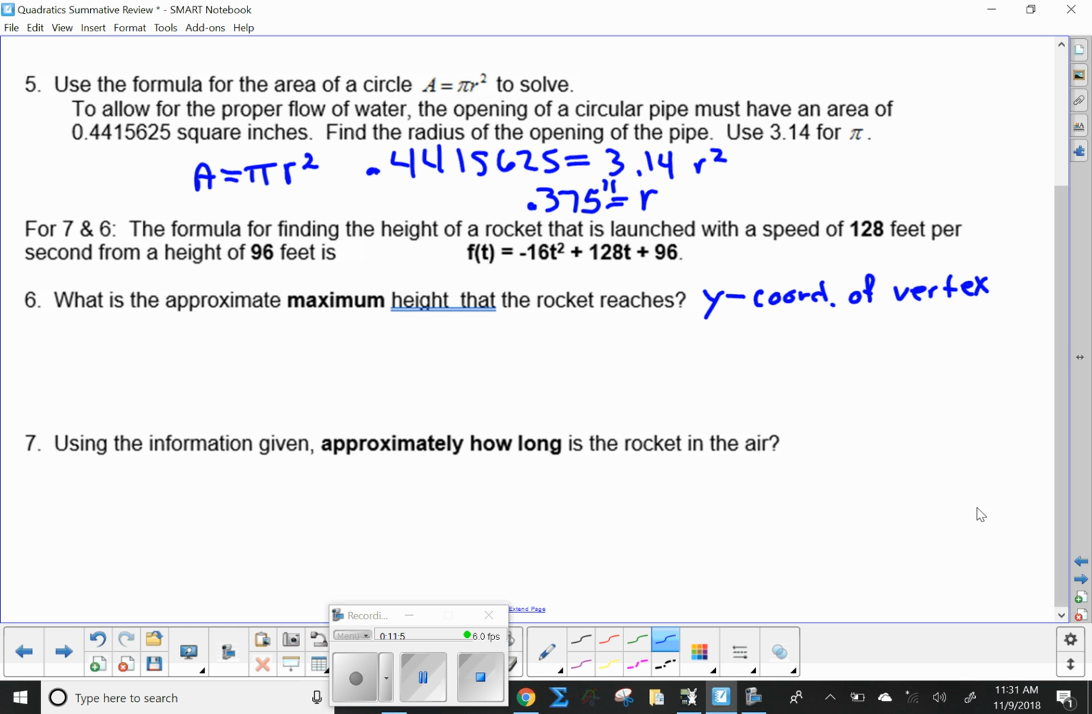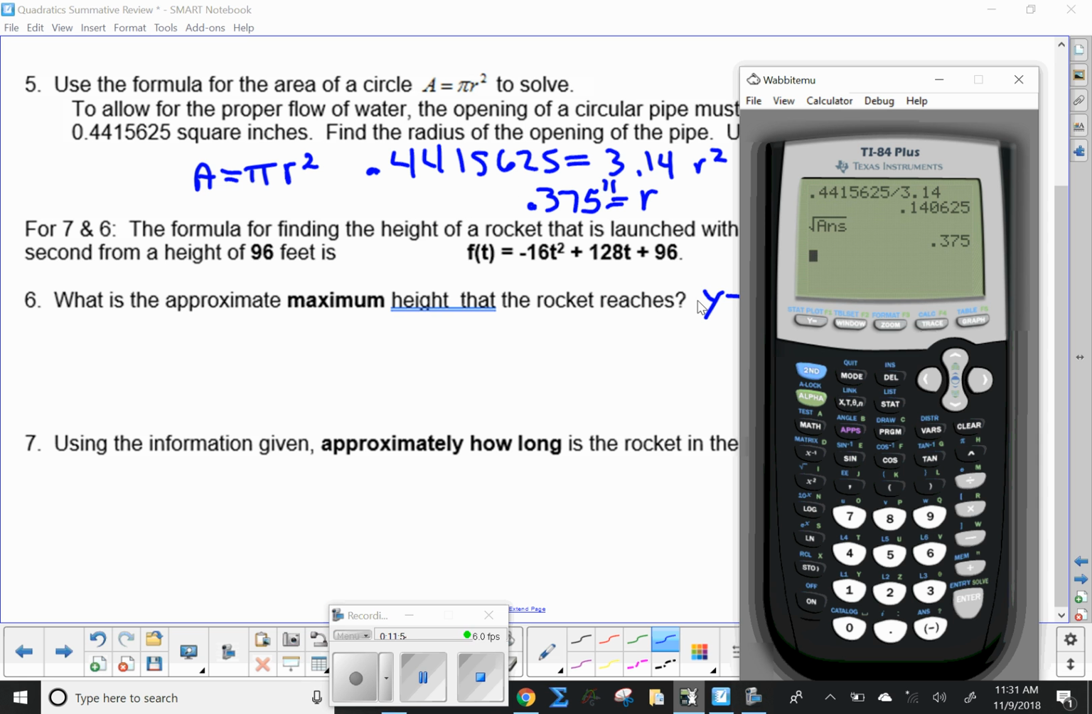Well, so I take my calculator, I go to y equals, and I'm going to clear everything. And I'm going to put the equation in, negative 16x squared plus 128x plus 96. And now I want to graph it. So I'll graph it and see if it shows up. Oh, darn, I don't see the top of it. I don't see where it's hitting over here. That means my window needs to be bigger.